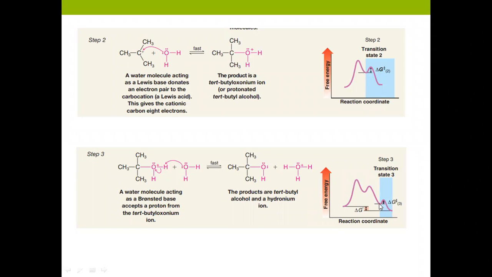The energy gap between the reactant, this one, and your transition state 2 is very, very small, and therefore the reaction is very, very fast. Your reactant doesn't have to climb so much energy to form your product here.